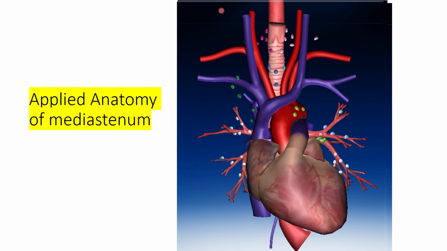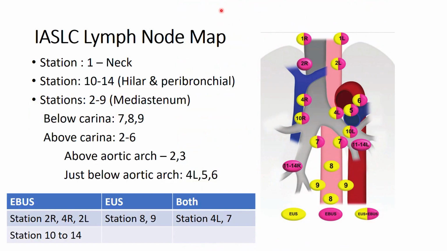So these are the lymph nodal stations, and according to IASLC lymph nodal stations, 1 is neck, and 10 to 4 are accessed through EBUS. And mediastinal stations are 2 to 9. And in these, 7, 8, 9 can be easily accessed through EUS, and 8 and 9 only through EUS.